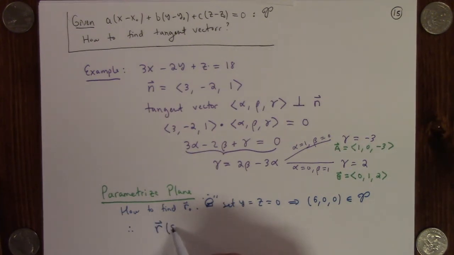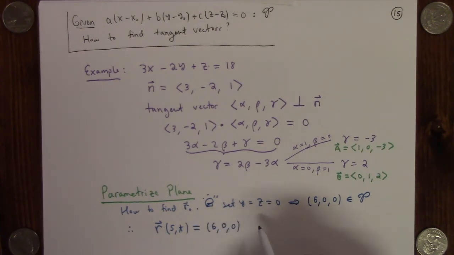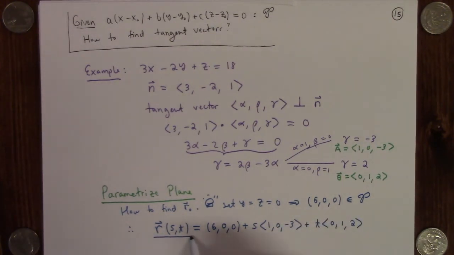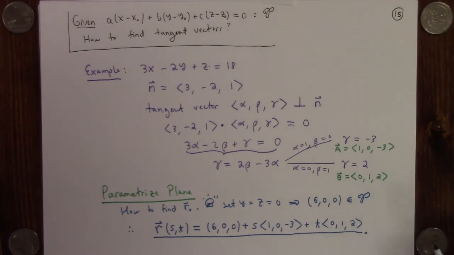R of s comma t parameterizes the plane with (6, 0, 0) plus s times (1, 0, -3) plus t times (0, 1, 2). So if I ask you to parameterize a plane, this is a strategy you can use.